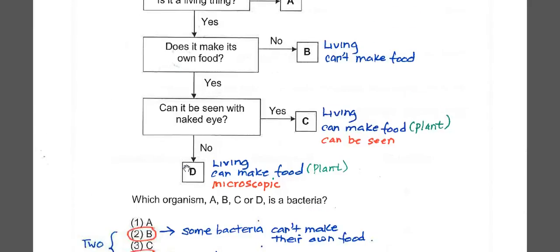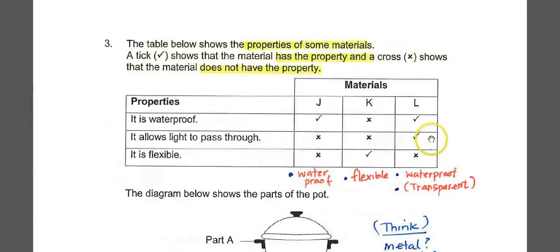So a bacteria can also be this part, B. Does it make its own food? No. It is a living thing. It can't make its own food because some bacteria can't make their own food. Some can, but this is the other way around. Microscopic, yes, bacteria. It has nothing to do with this, but something to do with this too. One is microscopic, one is non-microscopic. So the answer can be 2 or 4.